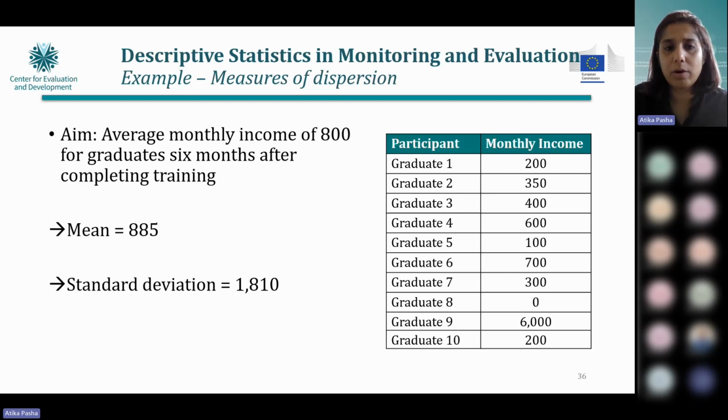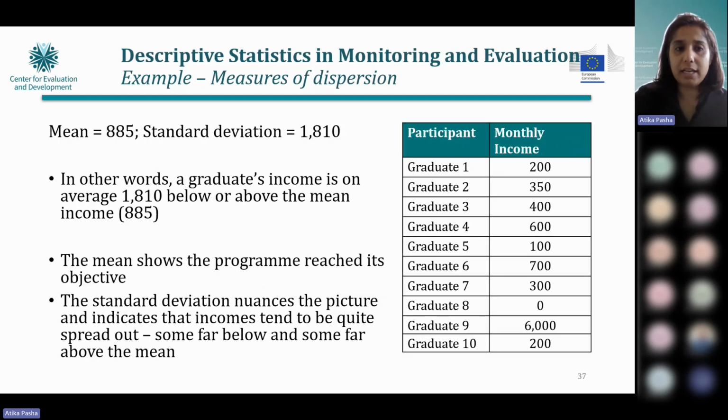Now, again, coming back to our same 10 graduates, we are looking at a mean of 885. Again, what you see here is that it divides the sample into 9 versus 1 individual, right? So not a great measure of central tendency. However, what's even worse is that our standard deviation is 1,810. Basically, what this tells us is that for any of the graduates, on average, their income is 1,810 units below or above the mean income, which is 885.